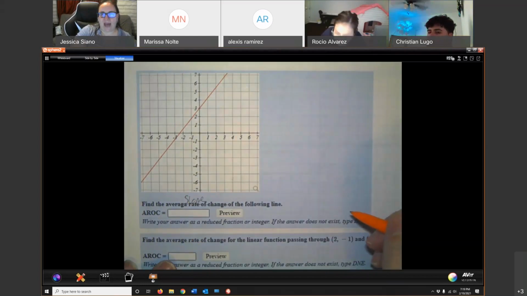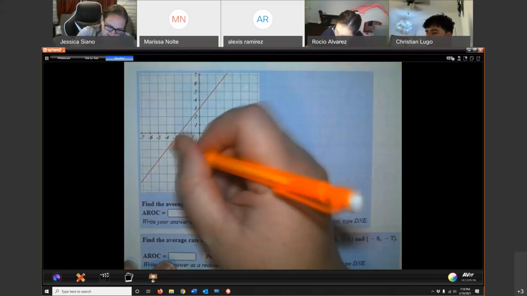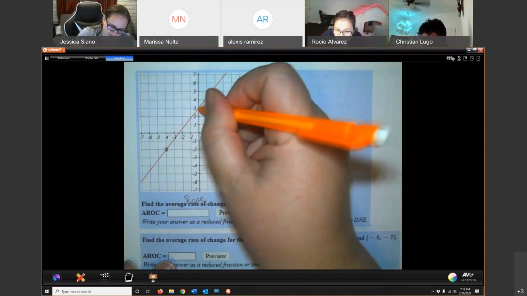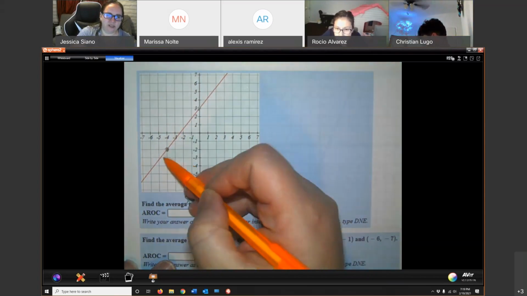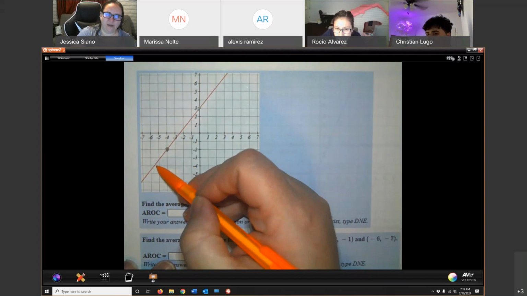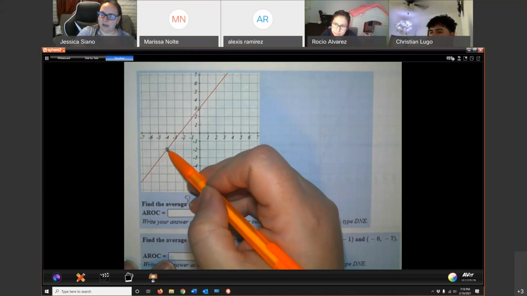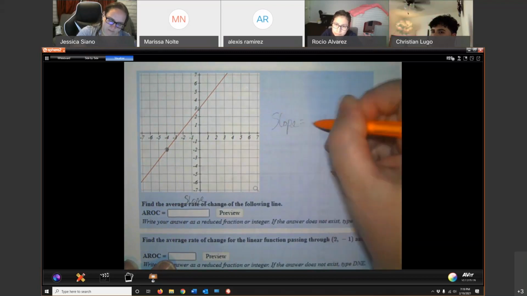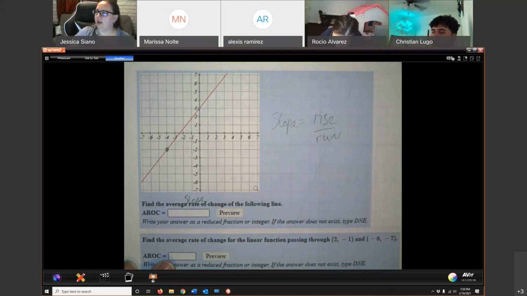So on a graph, when we are trying to find the slope, we're going to take any 2 points. Lattice points would be the easiest ones to use. And when I say lattice points, I mean points that go through at integers. So I wouldn't want to use this point because I don't know exactly where that is. But lattice points will help because then you can just count boxes. So we're going to remind ourselves that slope is rise over run.